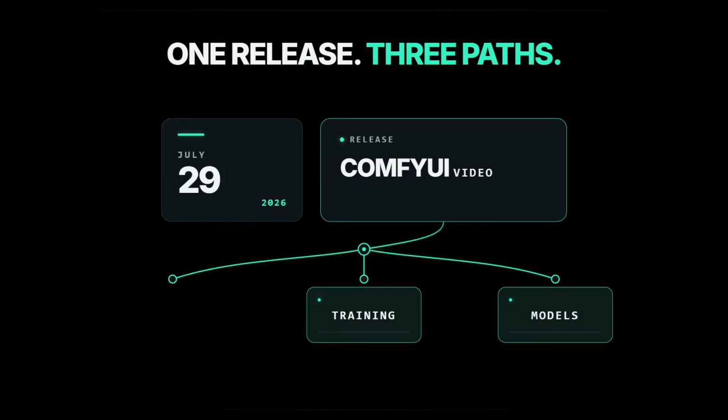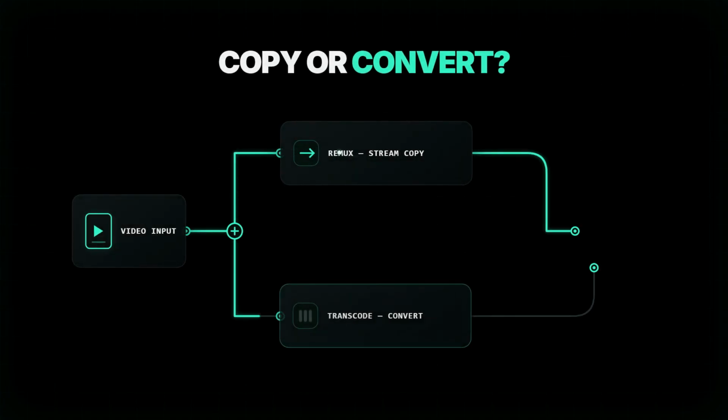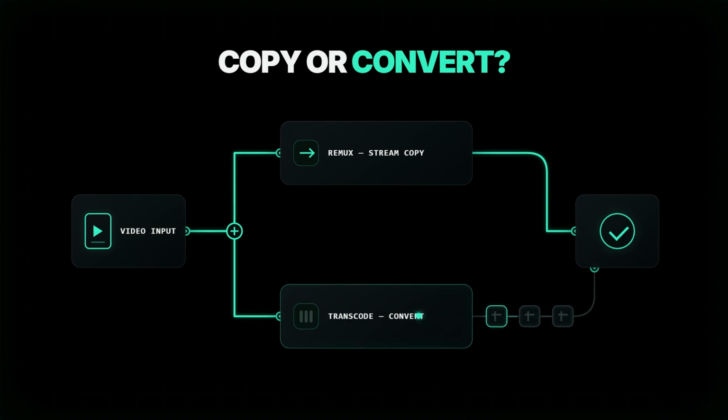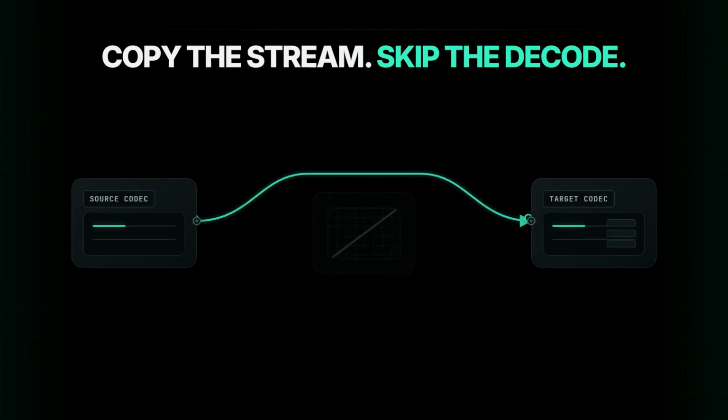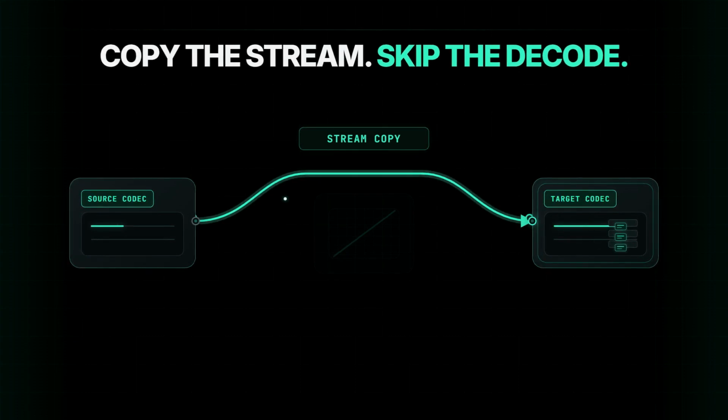and training additions. The save system has two routes. A compatible source can be remuxed through stream copy. A source needing conversion enters the transcode branch, the route this patch rewrites. When the source already matches the requested container and codec, remuxing can copy the stream. The expensive behavior appears when ComfyUI must actually transcode the media.